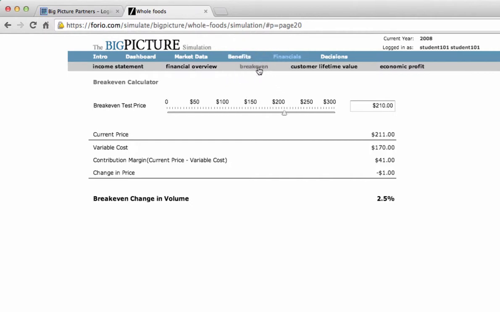There are two calculators provided. The first is a break-even calculator, where we can do a what-if scenario for changing price. For example, if we change the price to $220, we need to only get a 82% volume compared to our previous. However, if we lower the price to $185, we're going to need to increase our volume by 173.3%.